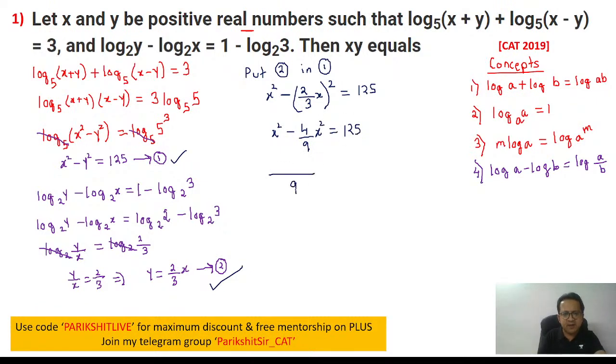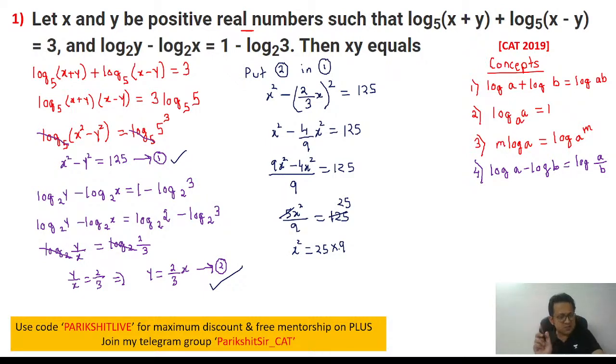Take the LCM. 9x square minus 4x square is equal to 125. It's all about simplifying. 5x square by 9 is equal to 125, or 5 ones are 5, 25. So x square is 25 into 9. And remember, we are dealing with log of x, so anyway, x cannot be negative. So x is 5 into 3. So basically, this is 225, right? So how much is x? X is equal to 15.